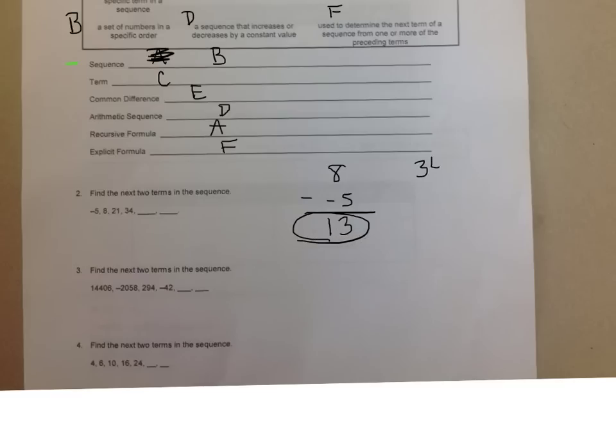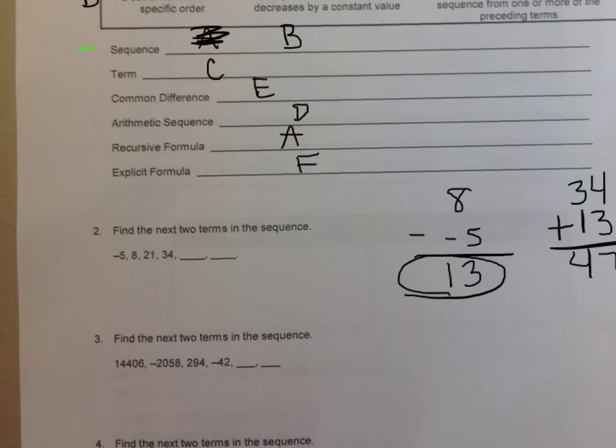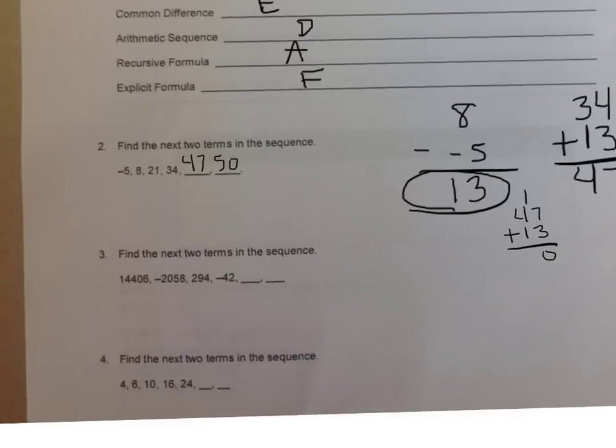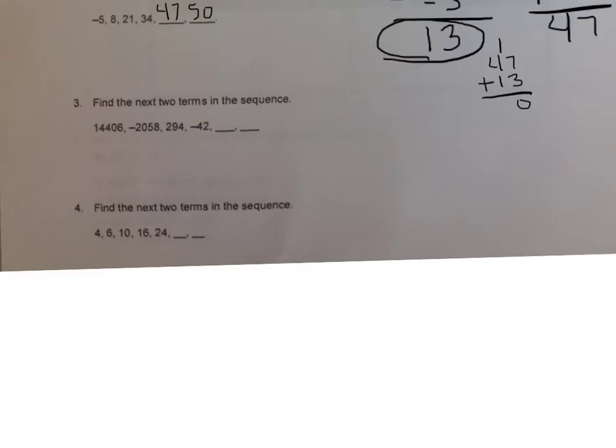34 plus 13 is 47. And 47 plus 13 is 60. All right, number 3 and 4 I would do by yourself. I would pause the video and then turn it back on to check your work.